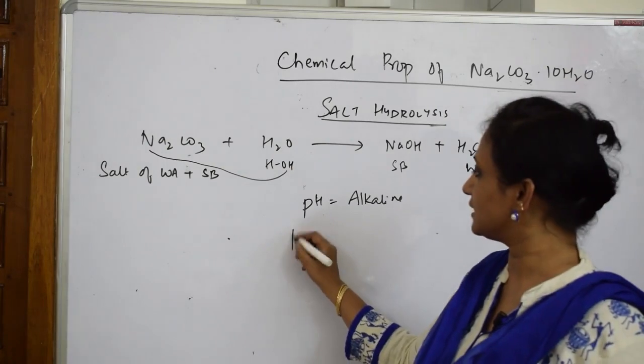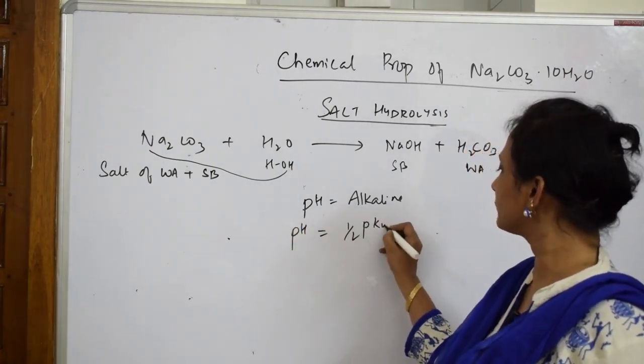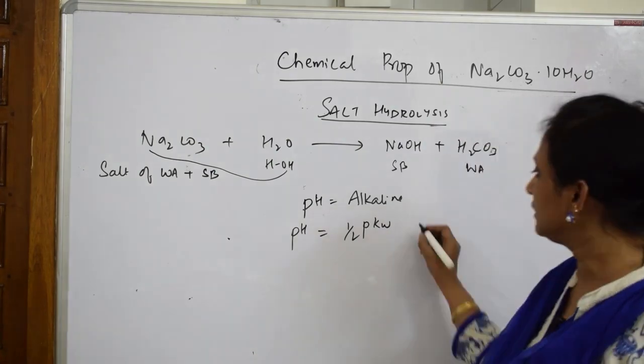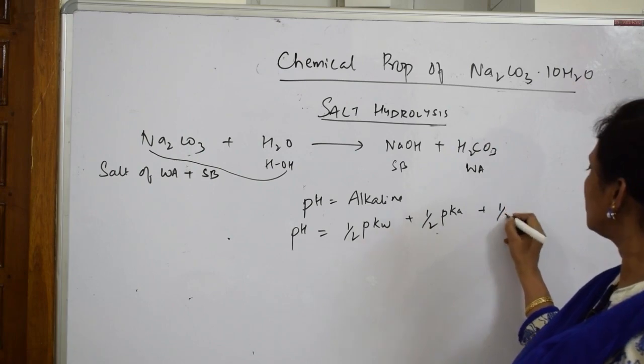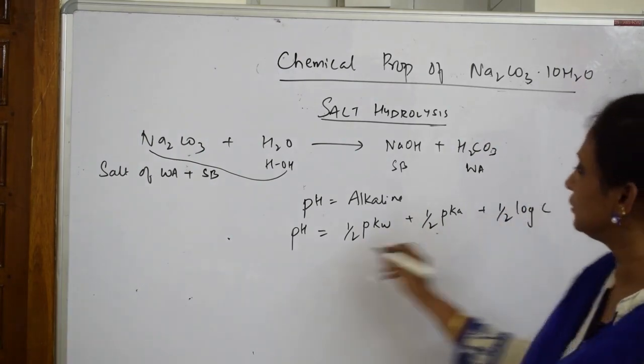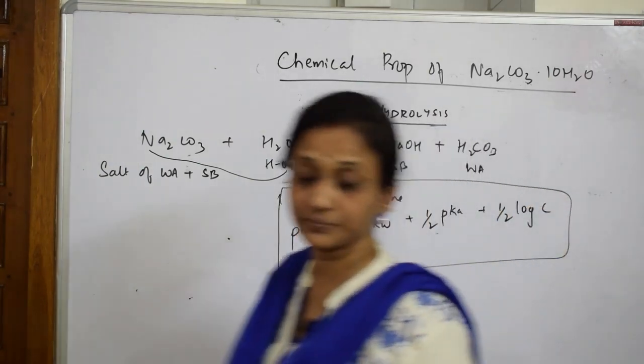Now when I have to calculate the pH, what is the formula for this? Half of pKw in the numerical, if they give you a numerical, plus half of pK plus half of log C. This is the formula. So the overall reaction will be alkaline in nature.